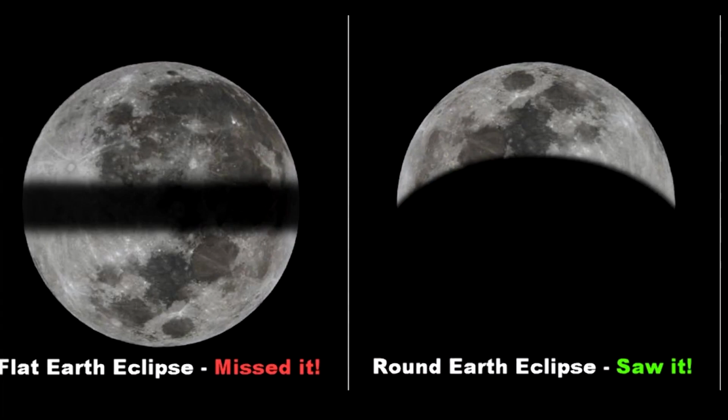See, if a flat earth was true, this is what would happen regarding a lunar eclipse: the flat earth would pass over the moon. But there is no flat earth that ever passes over the moon because the earth isn't flat. But there is a round earth eclipse, and that is when the earth passes in between the sun and the moon. And when this happens, you can see the curve of the earth.